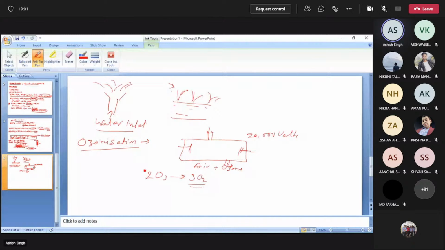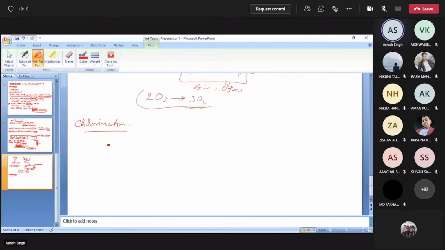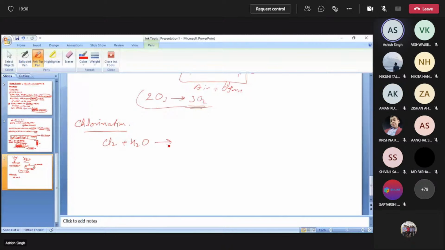So what is chlorination? When using chlorine, it may be in gaseous, solid, or liquid form. So Cl2 plus H2O forms hypochlorous acid, HOCl, plus HCl. The hypochlorous acid, HOCl, then liberates nascent oxygen, so this should control the microorganisms.